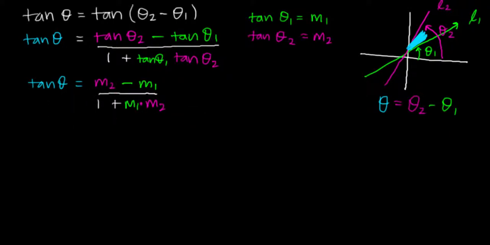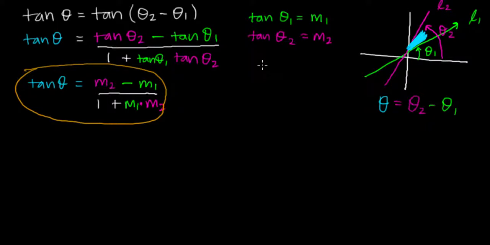And this right here is the equation that we really want to make sure we understand how to use. So the tangent of theta, the tangent of the angle between my two lines, is the slope of the second line minus the slope of the first line, divided by 1 plus the product of those two slopes.